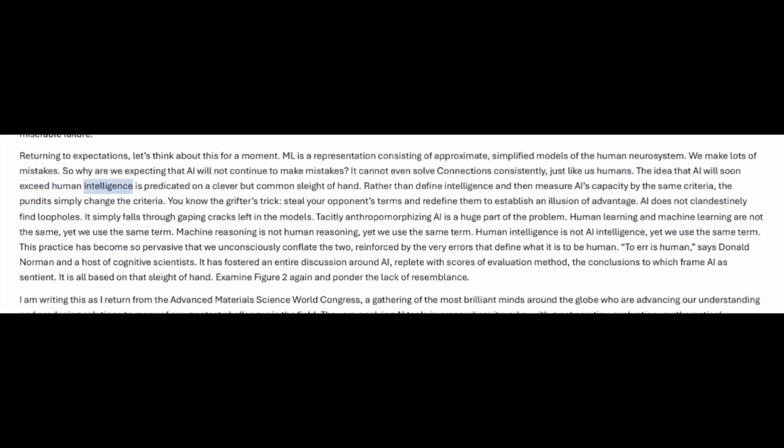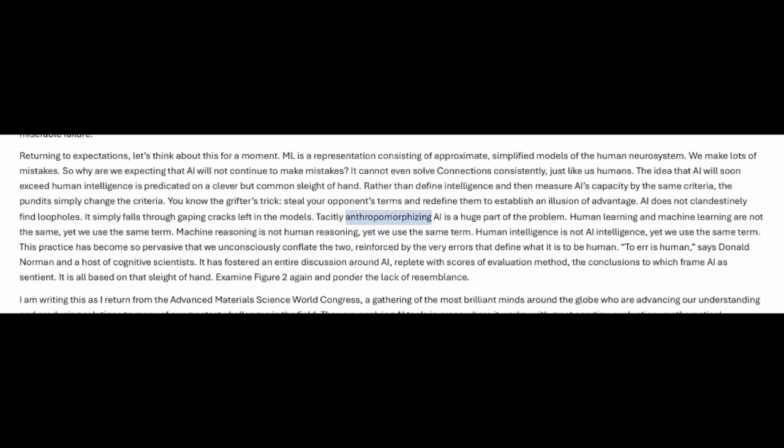The idea that AI will soon exceed human intelligence is predicated on a clever but common sleight of hand. Rather than define intelligence and then measure AI's capacity by the same criteria, the pundits simply change the criteria. You know the grifter's trick: steal your opponent's terms and redefine them to establish an illusion of advantage. AI does not clandestinely find loopholes. It simply falls through gaping cracks left in the models.